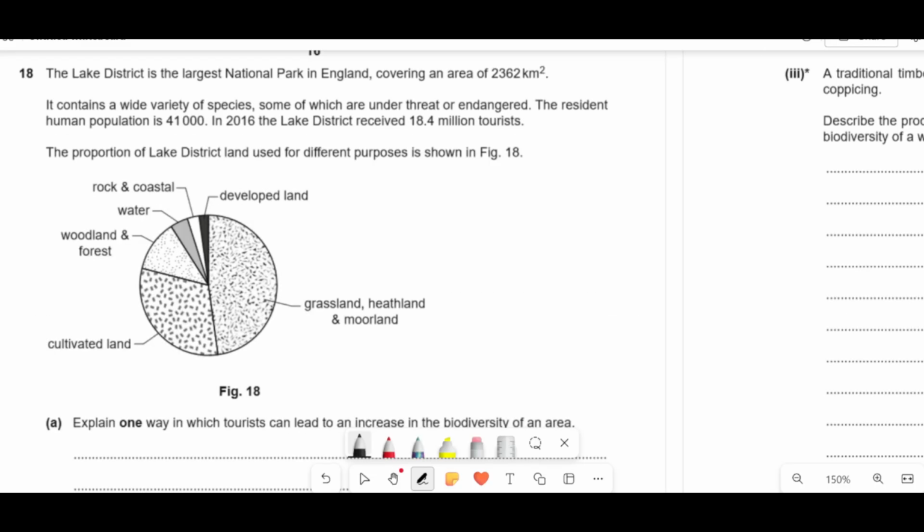The Lake District is the largest national park in England, and it covers this area. It has a wide variety of species, some of which are under threat or endangered, and the resident population is about 41,000 people. In 2016, the Lake District had this many tourists. The proportion of Lake District land used for different purposes is shown here. So you see, there's a lot of different things going on.